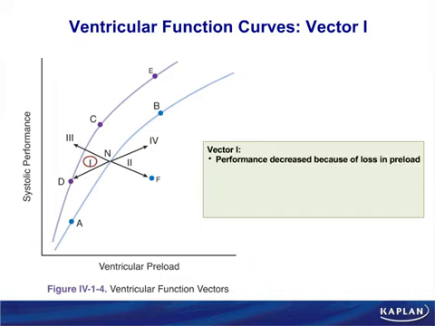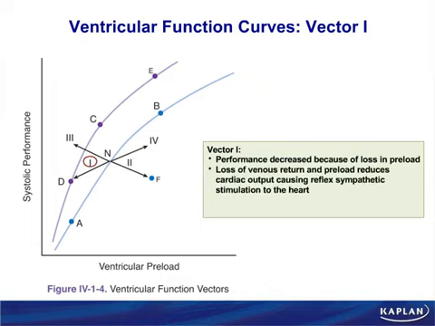All right, performance decreased because of a loss of preload. This loss of preload means a loss of venous return. This causes a reduction in cardiac output and causes a reflex sympathetic stimulation to the heart. So notice that contractility went up. So here we lost some preload, but we had a reflex increase in contractility. This increase in contractility partially compensates for the loss in preload.